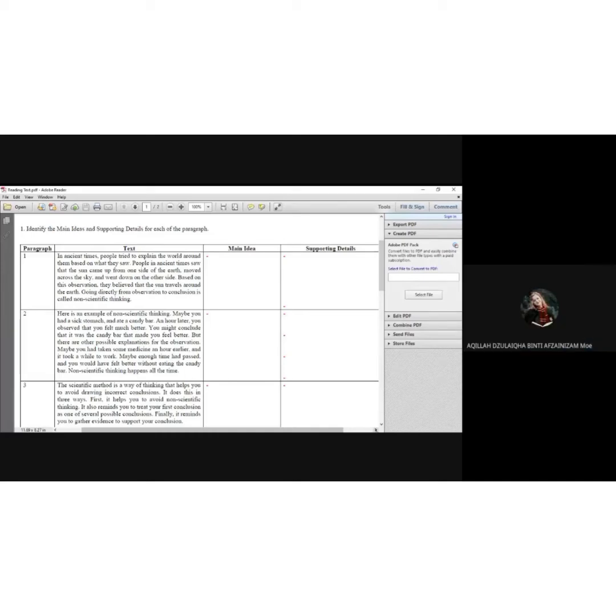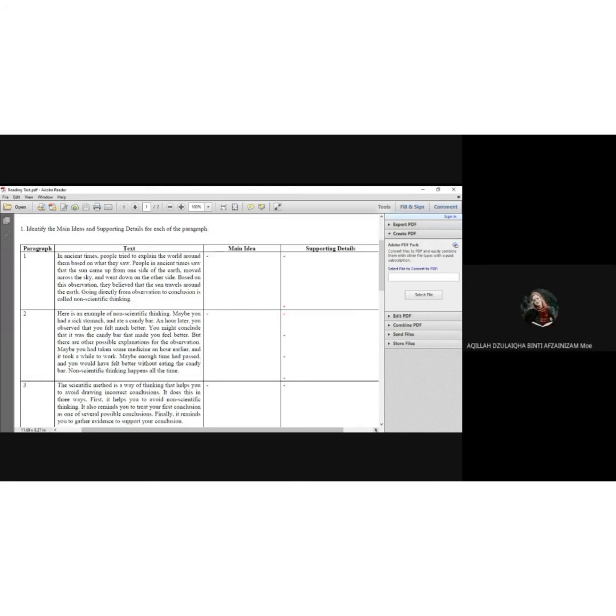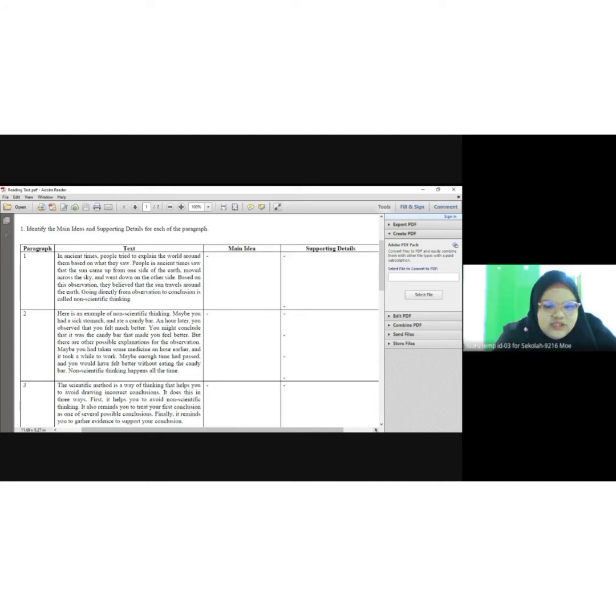Why do you think so? Because people in ancient times thought that the sun came up from one side of the earth. Yes, so basically that's the whole idea of paragraph 1. All right, what about the supporting details? How do you recognize whether it is the supporting details or not?